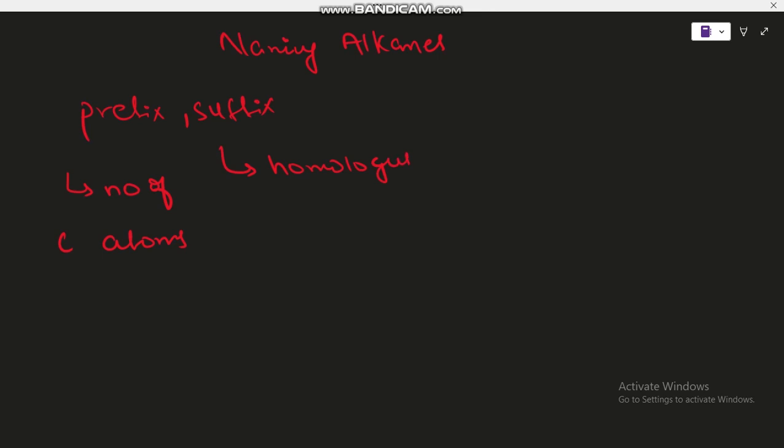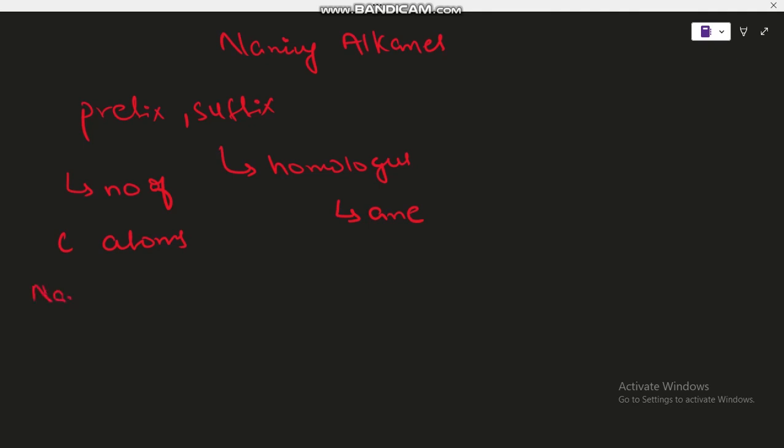Now, since we already know that this is a homologous series of alkanes, we already know the last part of this is going to be ane. So we only need to figure out what is going to be the prefix part of the name. Let us look at a few examples.